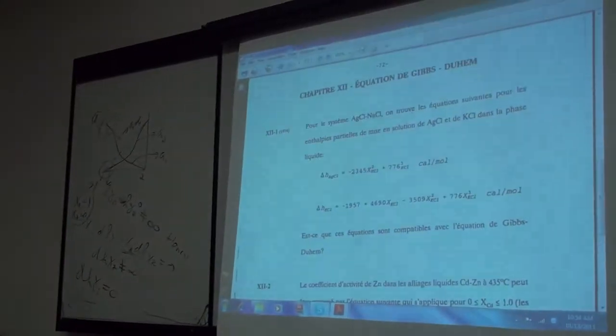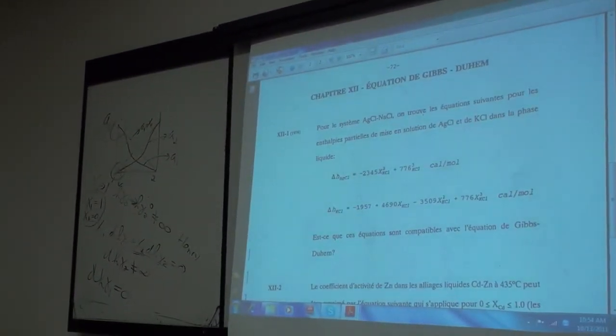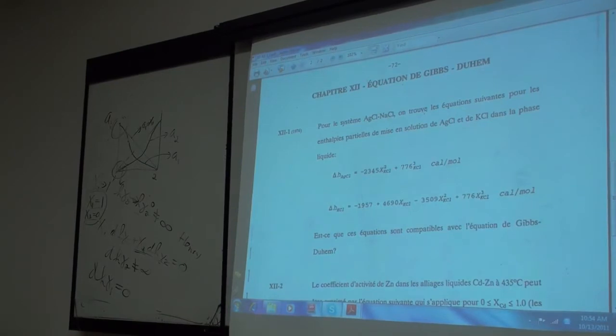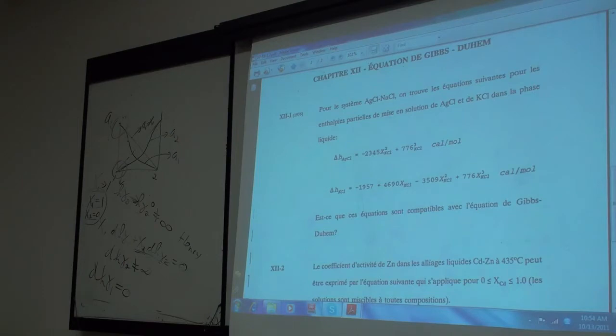All right, these are the devoir, the homework problems, section 12 on the Gibbs-Duhem equation. Now I'm going to show you a couple of examples from here. The first one was very simple. For the system silver chloride, sodium chloride, the following equations for the partial enthalpies have been found in the literature. In the liquid phase, you'll find an equation for the partial heat of AgCl, and for the delta H partial of KCl, you'll find that equation in the literature. The point is, these two equations, similar to the Wagner formalism, you can't just write any equation you want for the partial property of 1 and any equation you want for the partial property of 2.